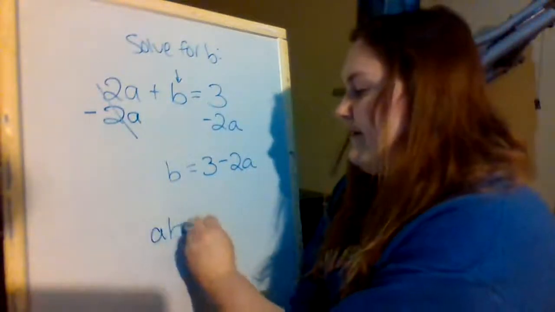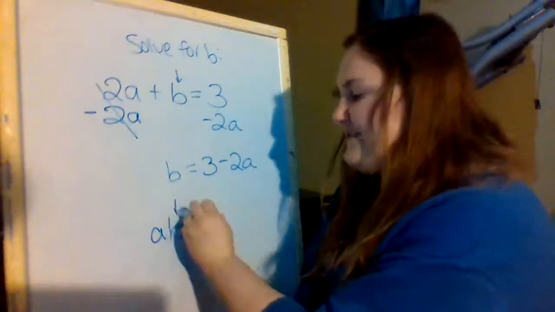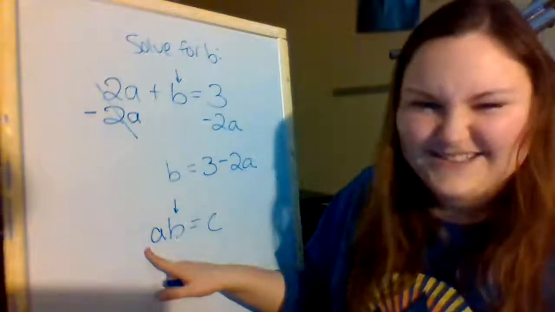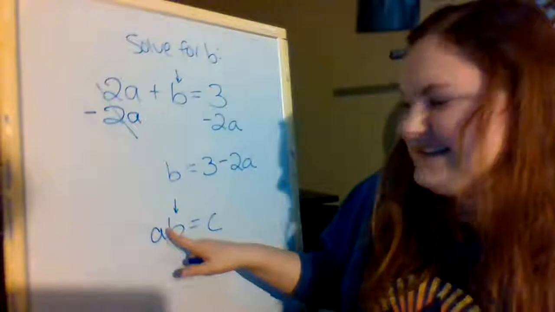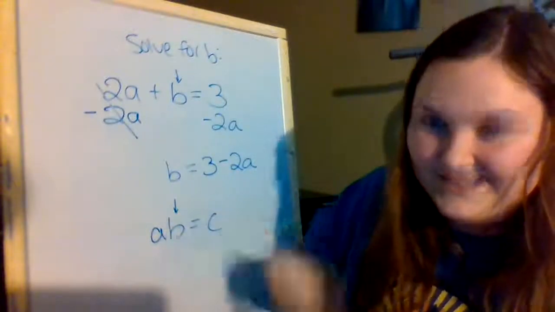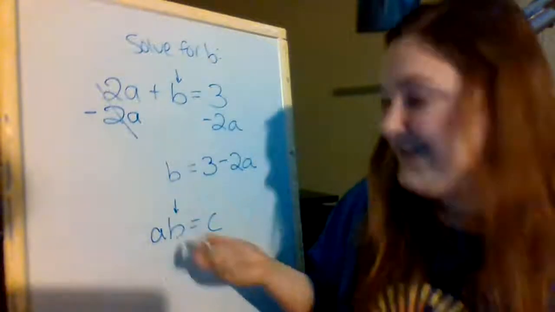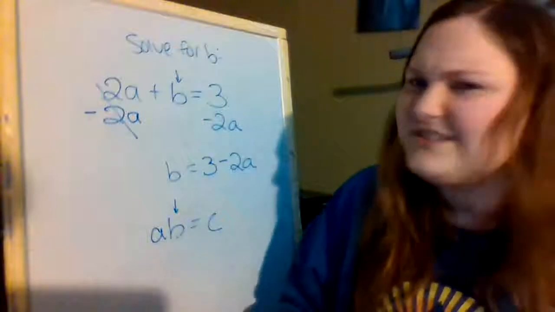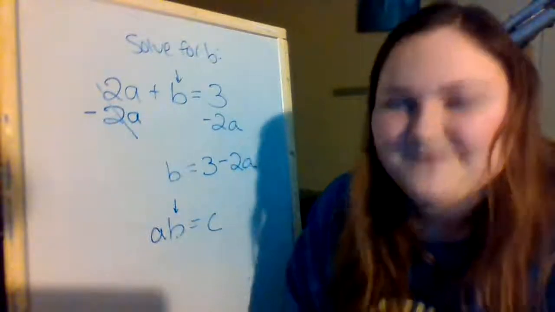So if I give you something like this and I ask you to solve for b, we can't subtract because this isn't addition, it's multiplication. The opposite would be division. So just be careful with those opposites.